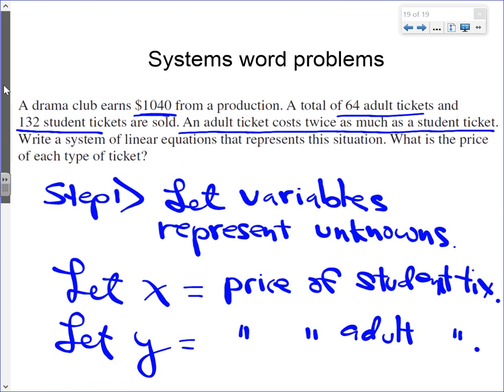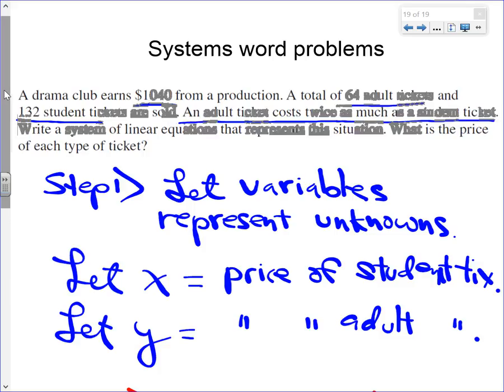Here's what I mean. A drama club earns $1,040 from a production. A total of 64 adult tickets and 132 student tickets are sold. An adult ticket costs twice as much as a student ticket. Write a system of linear equations that represents the situation.